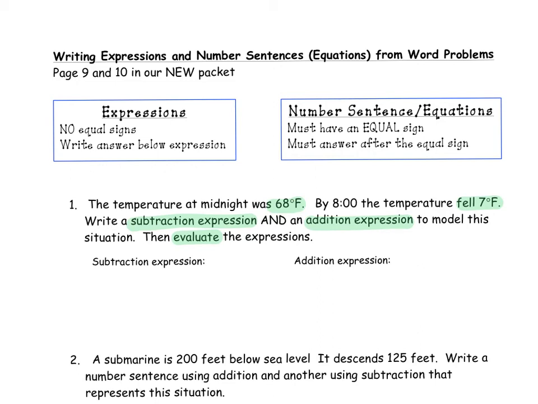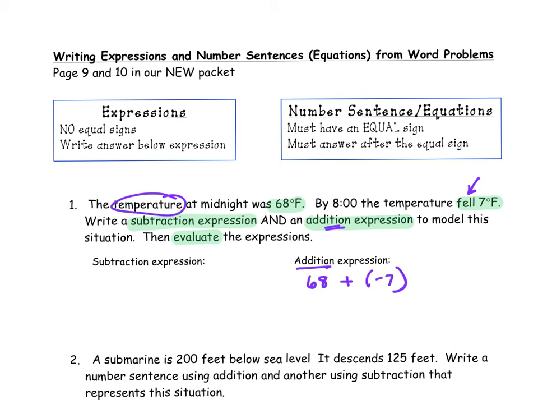They're talking about temperature. So it looks like we start with 68 degrees, and I'm going to use the addition expression because I think it might be a little bit easier. So we started at midnight at 68 degrees, and then the temperature fell 7 degrees. I need addition because it's an addition expression, yet I need to figure out how I'm going to express fell 7 degrees. So that would be a negative 7.